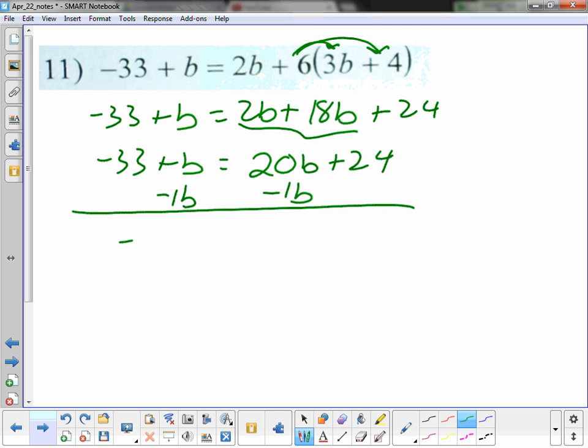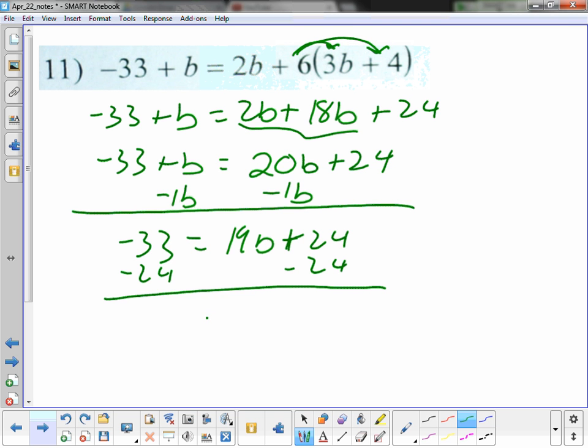So that gets me a -33 equaling 20 minus 1 is 19, so 19b plus 24. And as we know at this point now, I'm trying to get the 19b term by itself so I can solve it. So I want to get rid of the 24. So I'm going to minus 24 from both sides. And that gets me a 19b. I got a -33 minus 24.